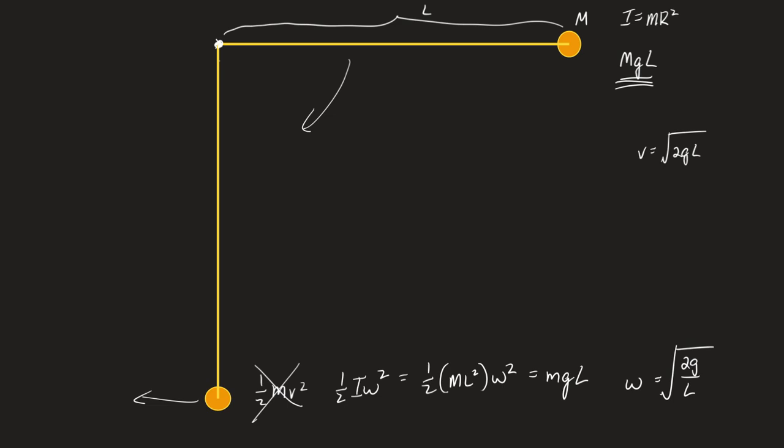Now, I actually don't want omega. I want to know how fast this is going. I want v. But you should be able to determine v because you have omega. They're connected together, aren't they? V equals omega times r. So can you prove that it's still square root of 2gL? Do so, please. Prove it's still the square root of 2gL.